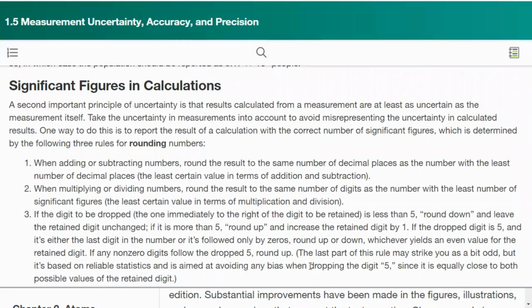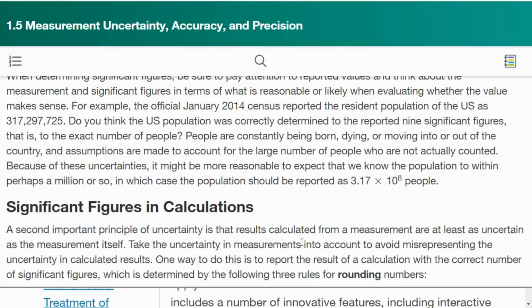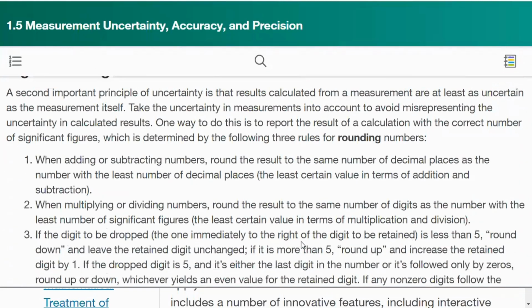Significant figures and calculations. A second important principle of uncertainty is that results calculated from a measurement are at least as uncertain as the measurement itself. Take the uncertainty in measurements into account to avoid misrepresenting the uncertainty in calculated results. One way to do this is to report the result of the calculation with the correct number of significant figures, which is determined by following 3 rules for rounding numbers.